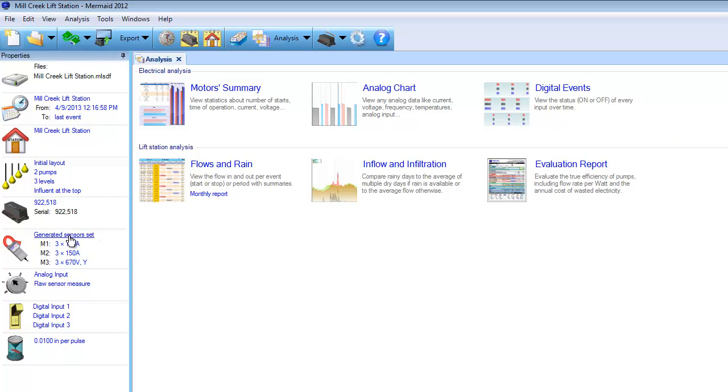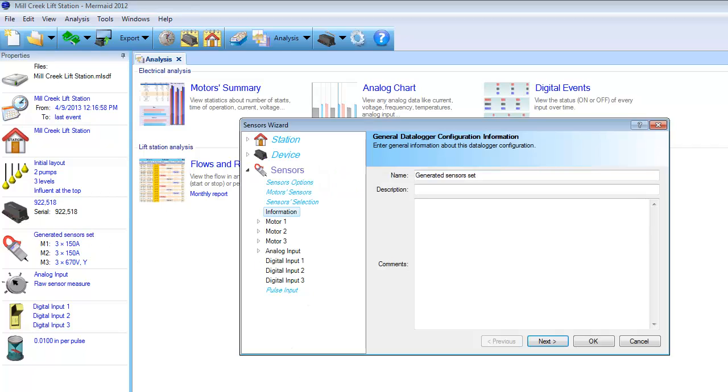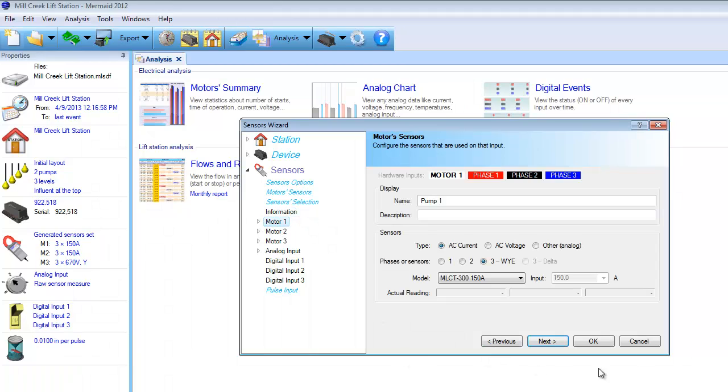Also, if you changed out your sensors in the field, you can go in and update your information. I'll click on motor 1. We had motor 1 here. You can type in a description of motor 1. This could be flight pump number 1 if you want to. But I like just putting pump 1 and then pump 2 instead of motor 1, motor 2 on my reports.